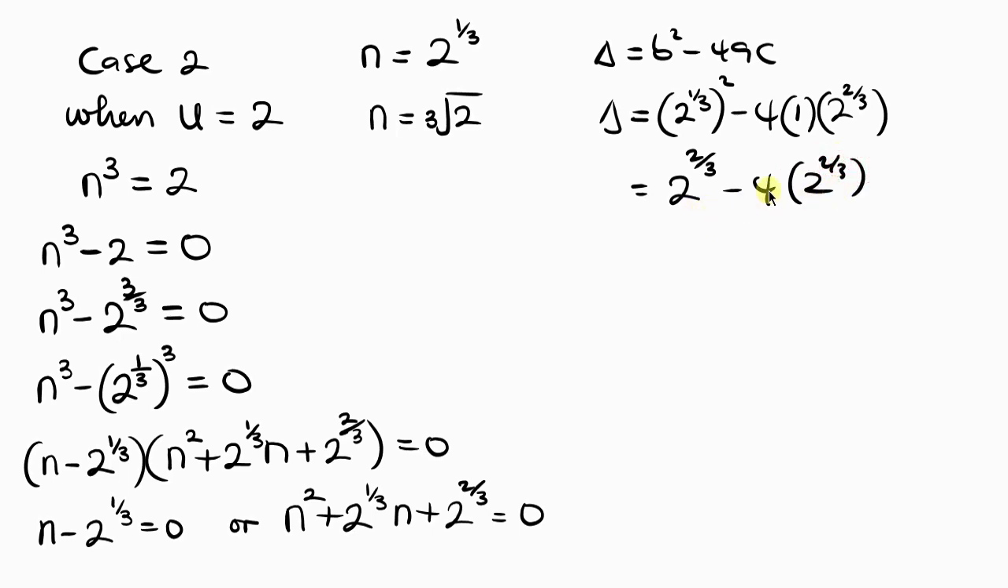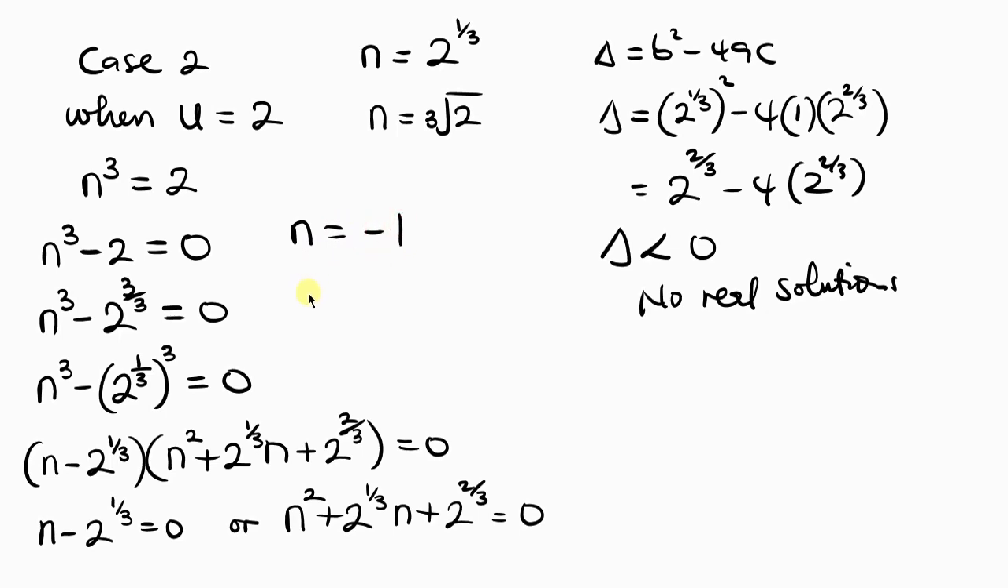So obviously, this is larger than the first. So the discriminant is negative. So there are no real solutions here. No real solutions. So we've only got one real solution from case 2, which is n equal to the cube root of 2. So from this whole question, we can see that we only have two real solutions of n equal to negative 1 and n equal to the cube root of 2. And there you have it.